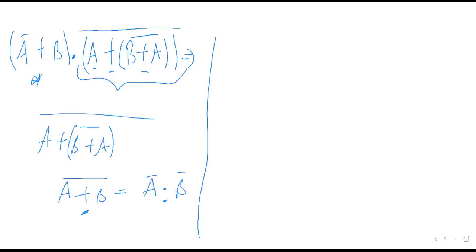Okay, we get A times A bar plus B, times B plus A bar bar. We can simplify B plus A bar bar. What do we get? We get B plus A. Thank you very much.